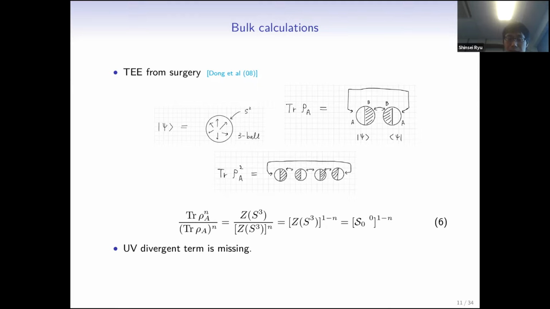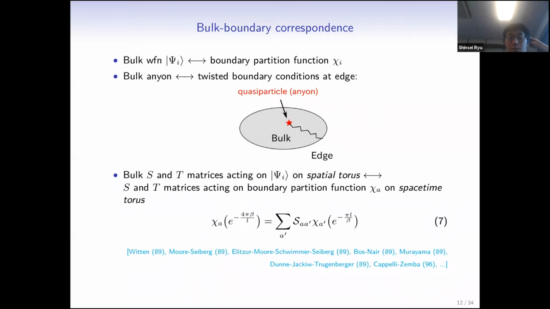Okay. Are there other questions? Okay. So let me proceed, and it is going to be useful to revisit this calculation by using the bulk-boundary correspondence. That's another important characteristic of topological phases. So we have been talking about the bulk ground state, but as it turns out, we can also discuss these bulk physics by using physics at the boundary or physics at the edges.